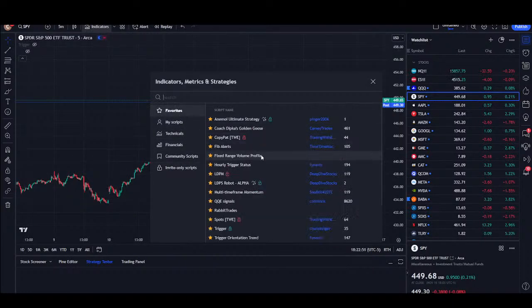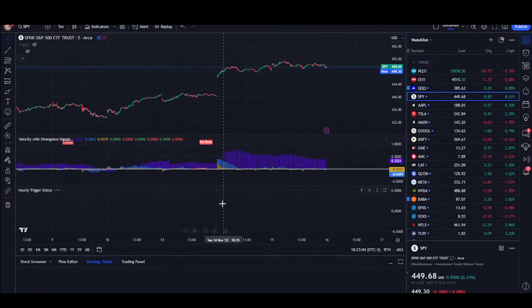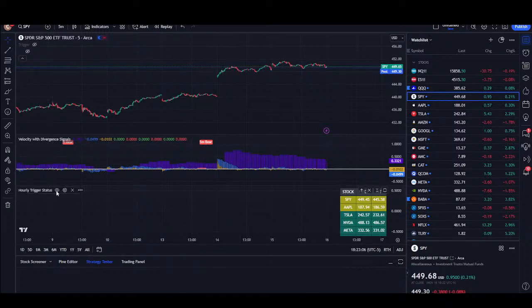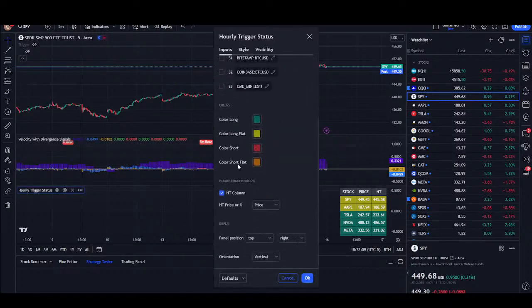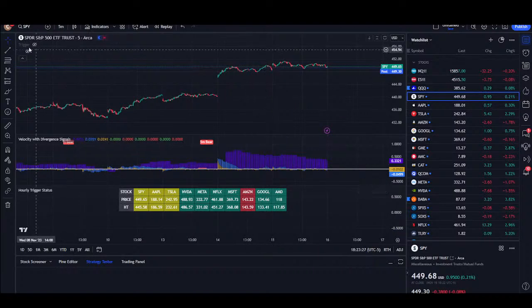By the way, just want to add, we do have some other indicators. So hourly trigger status, I'll talk about this for a moment. This is extremely helpful. Not sure why it's not coming up. A second. Oh, here we go. Okay, so just going to talk about this. So first of all, I like to do center, and I like to do horizontal. And now this is going to do a great job of basically explaining breadth in the market. So when I turn on the triggers.